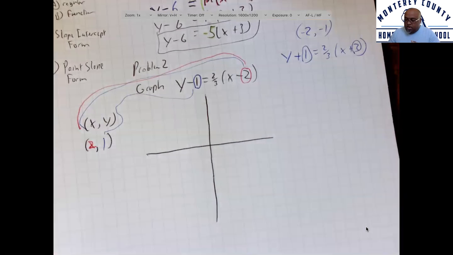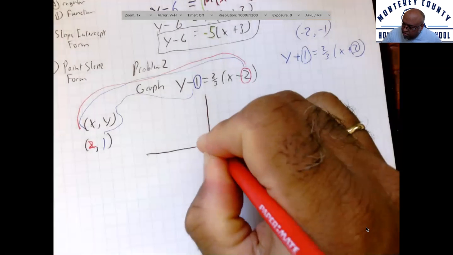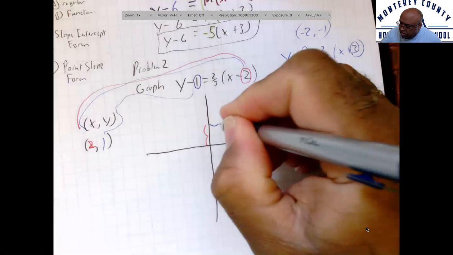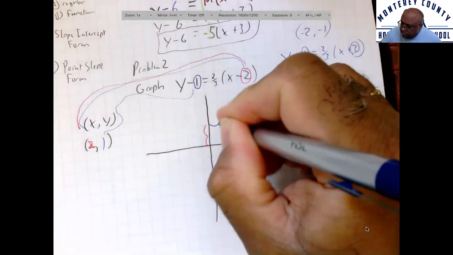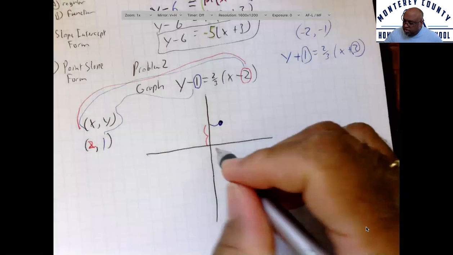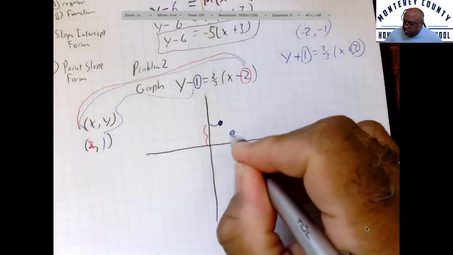Okay, so anyways, I've got the point 2, 1. So starting from 0, I go up 2, and I go over 1. And there is my first point. Wait a second. I think I did that wrong. I was thinking slope. This is not slope. Okay, Mr. Bauer got something wrong. But that's okay. It's the point 2, 1. So I go 2 over and 1 up. That's the point.